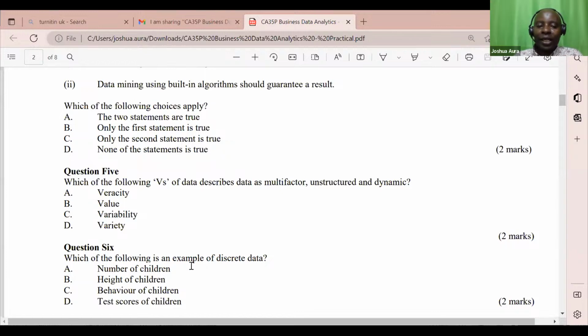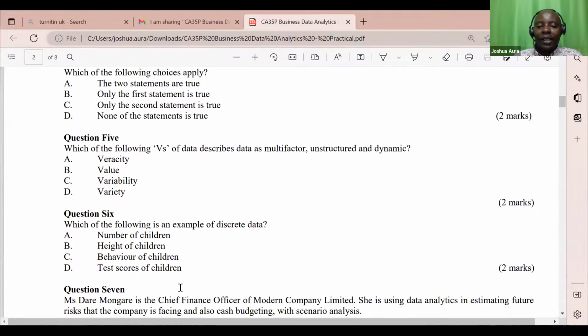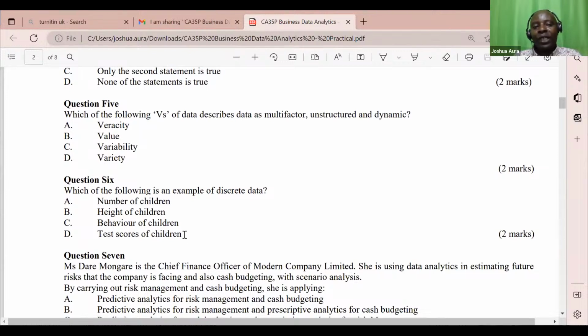Height of kids, for example, one is 5'7", another one is 5'6", right? This is continuous. Behavior of children is not even countable, not even measurable. It is more qualitative, so this one is out. The test scores were quite confusing, but even test scores, somebody can get 3.5, somebody can get 40.5. So basically, for discrete data, the best example was number of children. Somebody who has done some research must have gotten this question nicely.